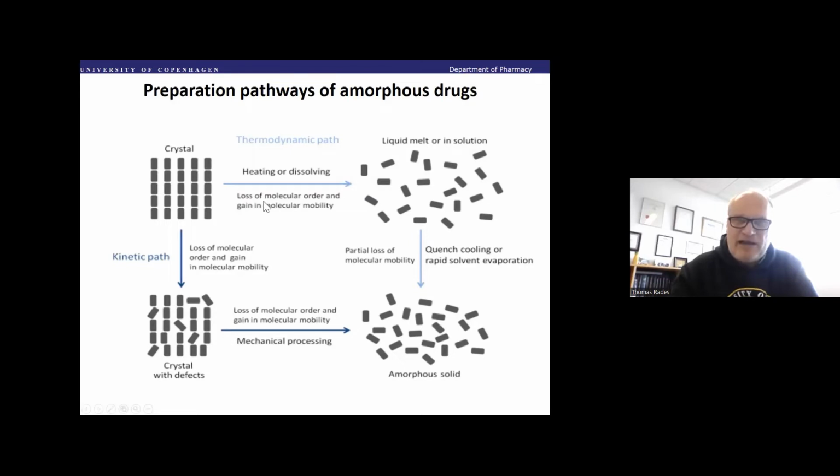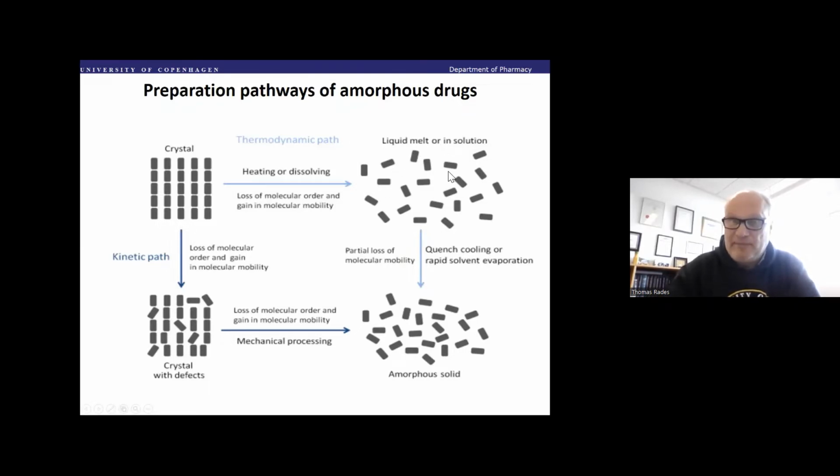In the thermodynamic path, we are using either heat or a solvent to initially create a high energy yet thermodynamically stable system. So either the melt, which is the stable form at the high temperature, or a solution, which is a stable form in solution for the drug. And then we are either cooling the melt very rapidly, or we are removing the solvent, also preferably very rapidly, and we are ending up in an amorphous form. So it's called the thermodynamic path because intermediately we go through a thermodynamically stable system here.